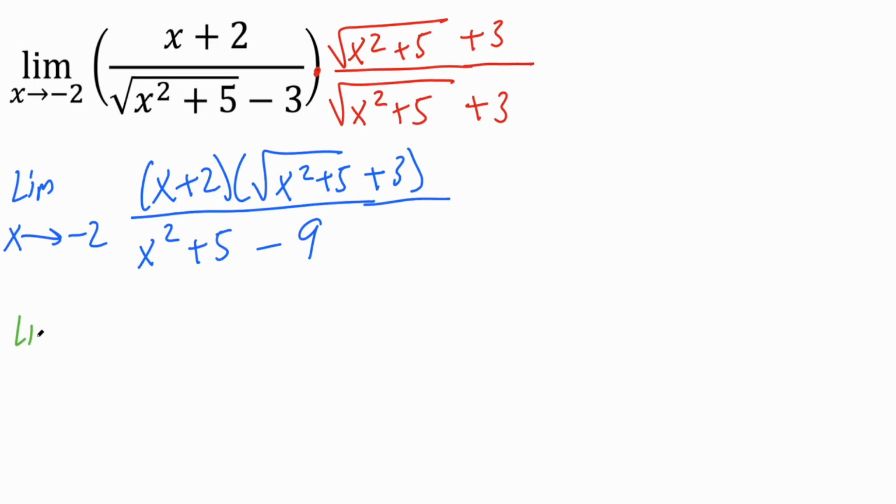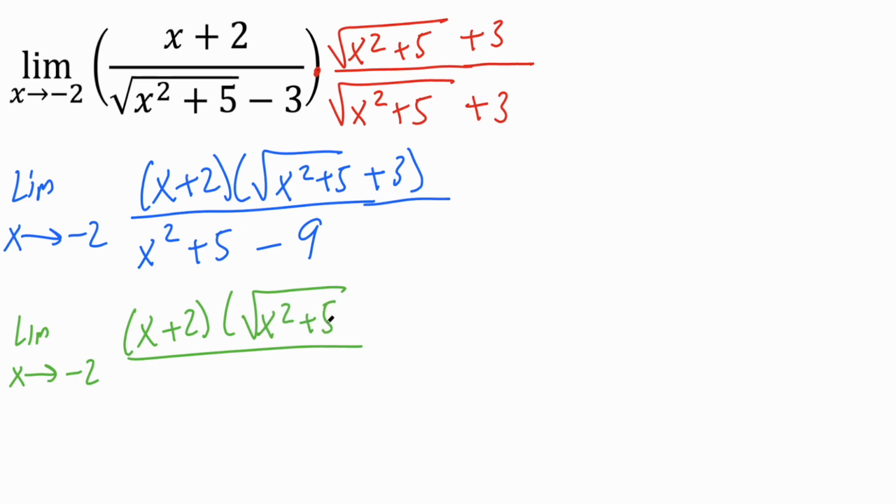Now I'm going to clean up a little bit. I'm going to get the limit as x approaches -2. In the numerator, I'm going to just straight up copy it. We got x plus 2 times the square root of x squared plus 5. Outside there's a plus 3. And in the bottom, we got x squared plus 5 minus 9. And we can combine 5 and minus 9 and get -4. So we have x squared minus 4.